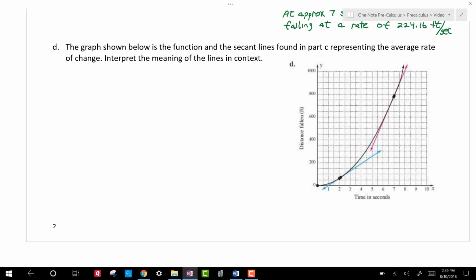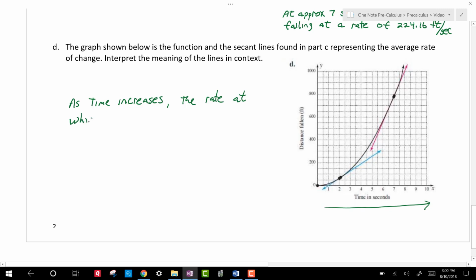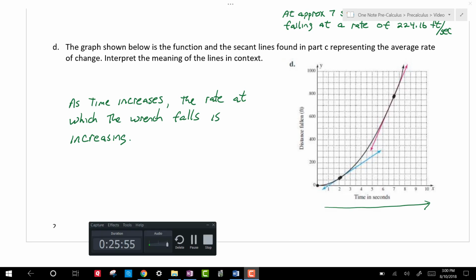And basically what's happening here is as time increases, we think of those normally as your x values going to the right, but those are actually t values. So as time increases, the rate at which the wrench falls is increasing. And you can see that in the slopes that we found up above. The first one was approximately 65 feet per second. The second one was approximately 224 feet per second. So as time goes on, that wrench just gains more and more speed on its way down. That's all, folks.